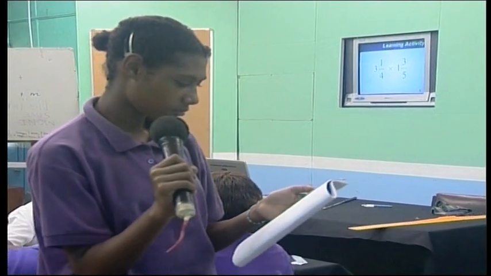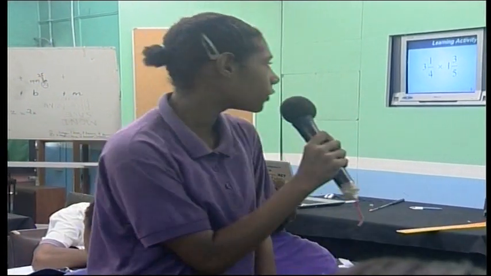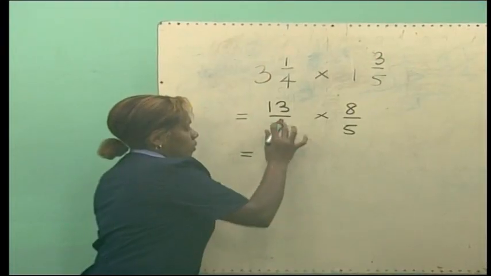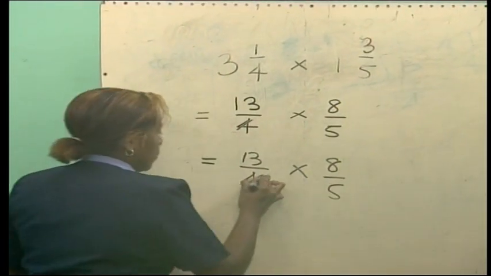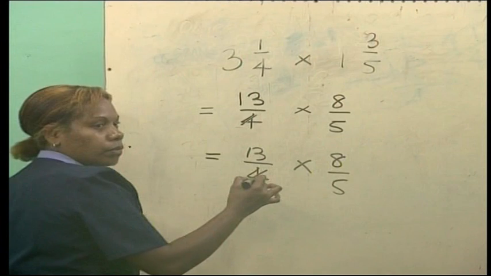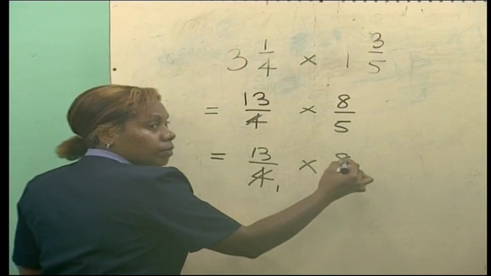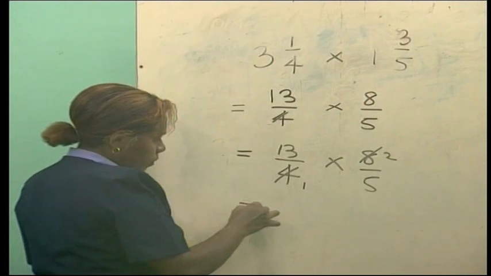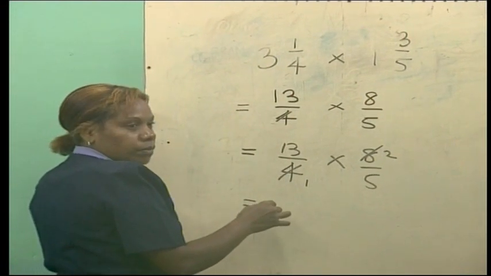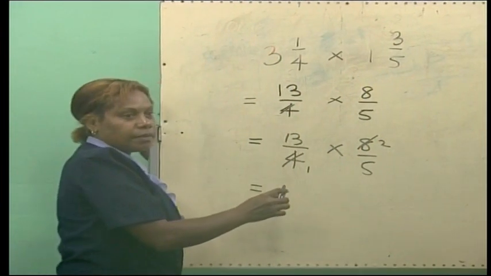Okay, now simplify. The 4 into 4 goes 1. 4 into 8 goes 2. Cannot. Okay.